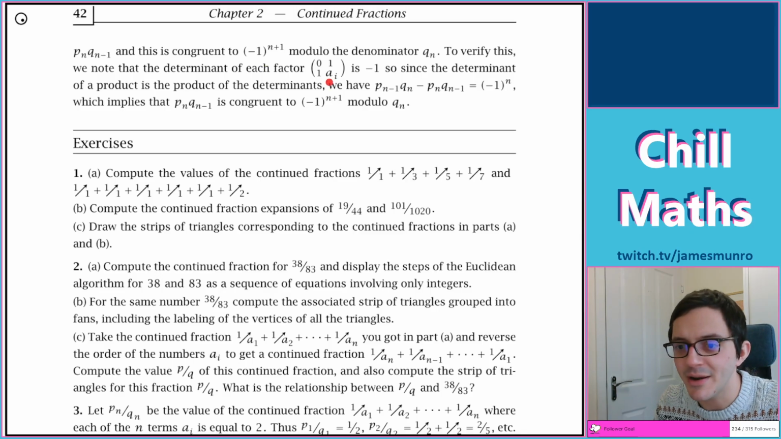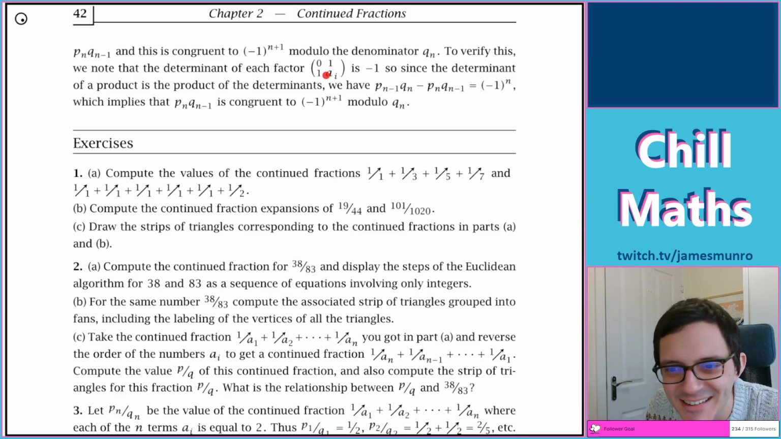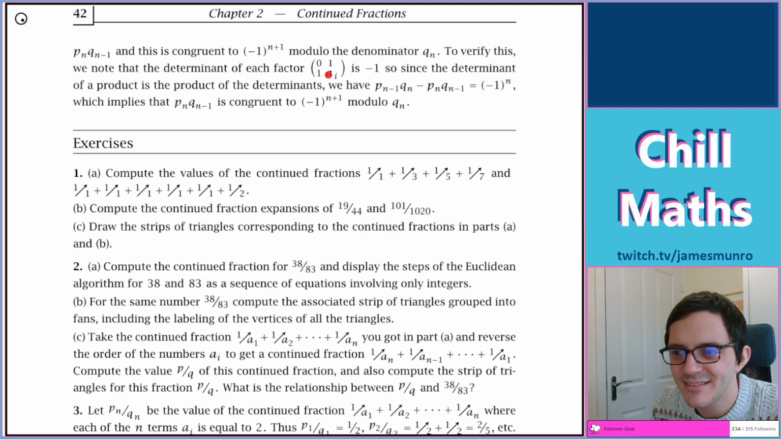And it's because determinant is multiplicative. The determinant of a product is the product of the determinants. That is quite a good fact.